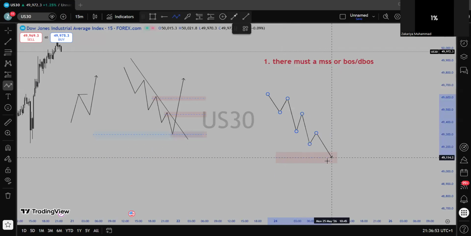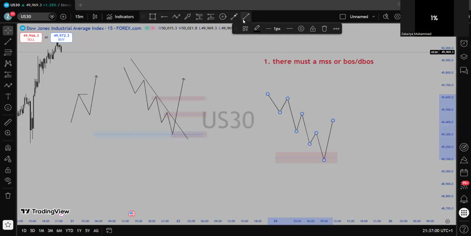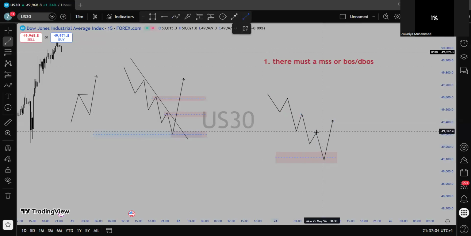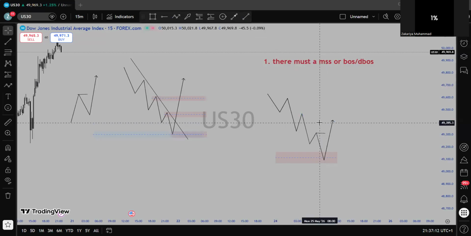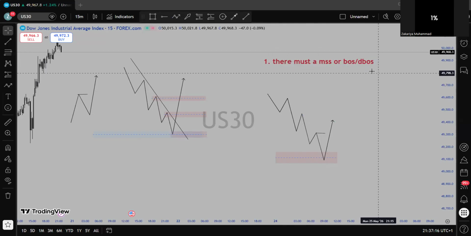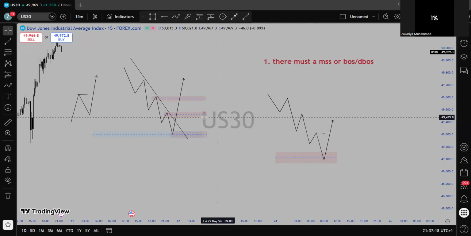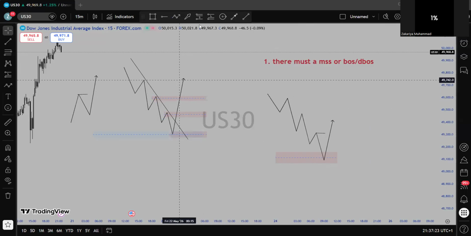When market taps into this zone, this is where we expect markets to cause a break of structure to create a market structure shift. If this market structure shift is not coming from an order block or breaker block, we don't consider it a valid market structure shift. So the first rule says there must be a market structure shift or break of structure or double break of structure. This is double break of structure. You can easily say multiple break of structure.